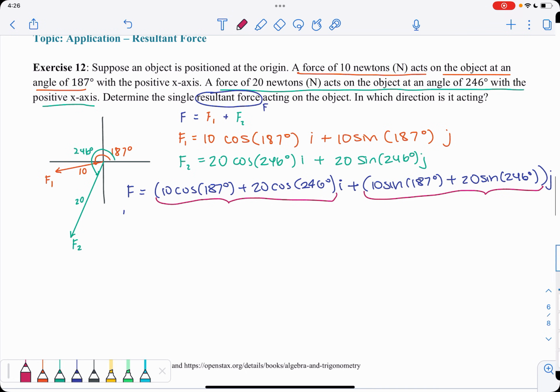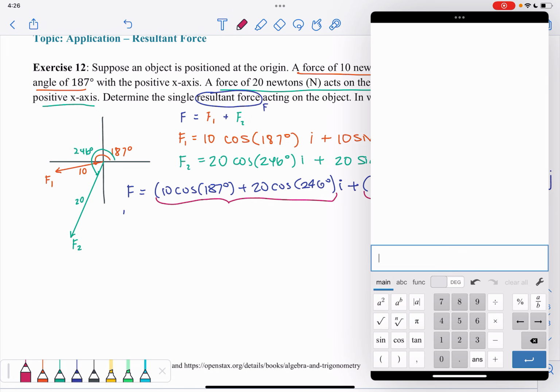So let's do that. I'm going to calculate, making sure I'm in degree mode since these are in degrees. I see that I'm switched over to degree mode, and I'm going to have just 10 cosine of 187 plus 20 cosine of 246, parentheses. So negative 18.060. Because I got that last zero there, I'm going to say this is about negative 18.06. Call that good.